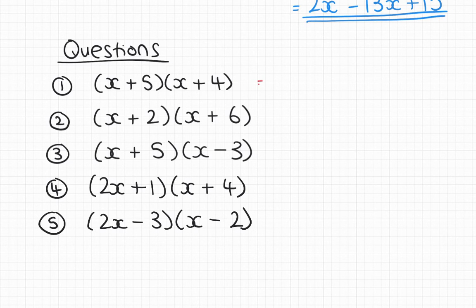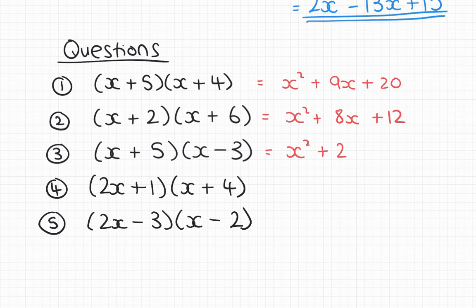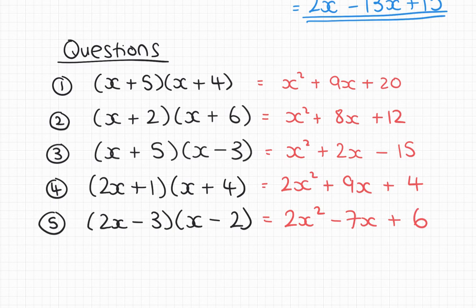So the first one should have given you x squared plus 9x plus 20. The second one should have given you x squared plus 8x plus 12. The next one should have given you x squared plus 2x minus 15. The next one should have given you 2x squared plus 9x plus 4. And the last one should have given you 2x squared minus 7x plus 6.